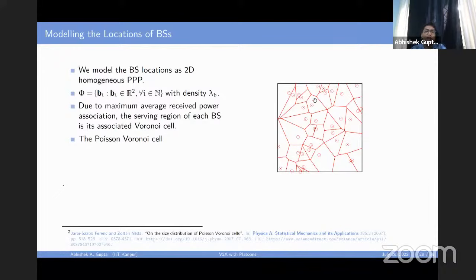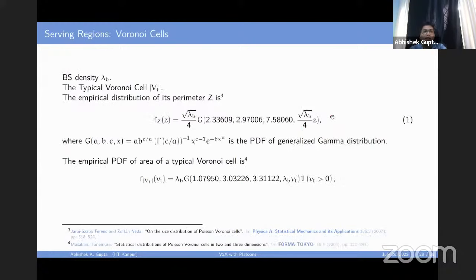Now you make sure that each user which lies in this region basically has the best base station in terms of the average serving power. So this kind of tessellation is basically known as the Voronoi tessellation. And if you take the original point process as a Poisson point process, this tessellation will be known as the Poisson Voronoi tessellation. Okay, so each of these cells basically denotes the serving region of the base station, right? And then you can compute the Voronoi cell distribution. For example, if you take the base station density as lambda b, you can talk about.